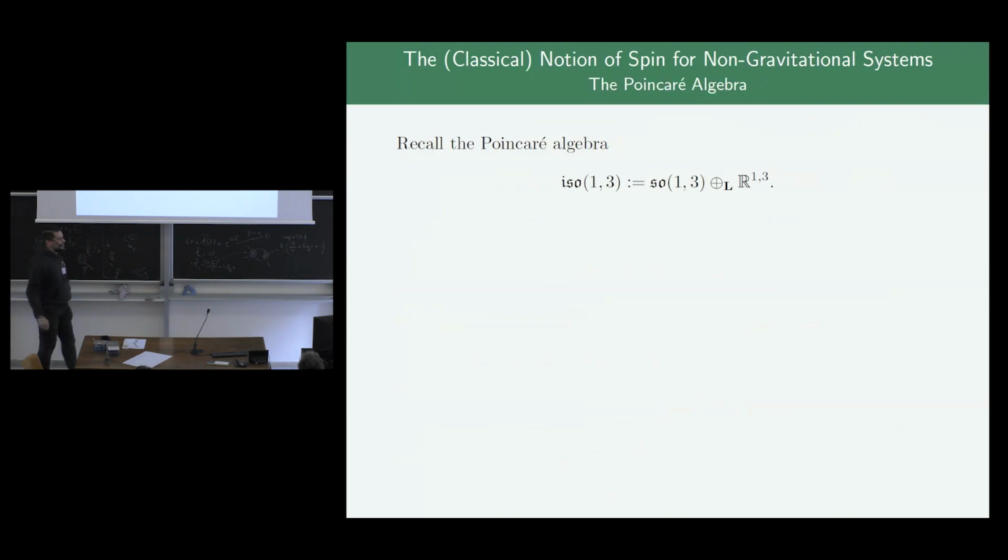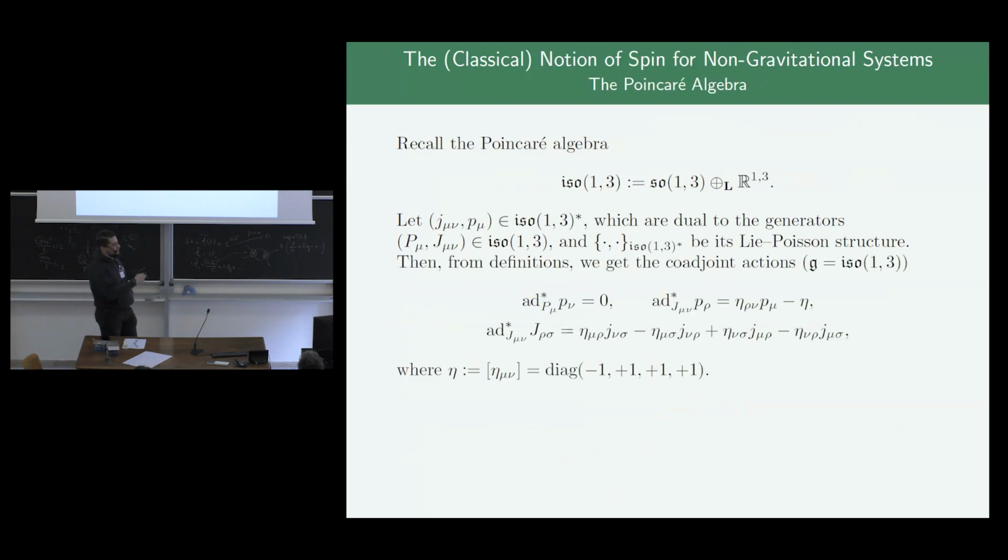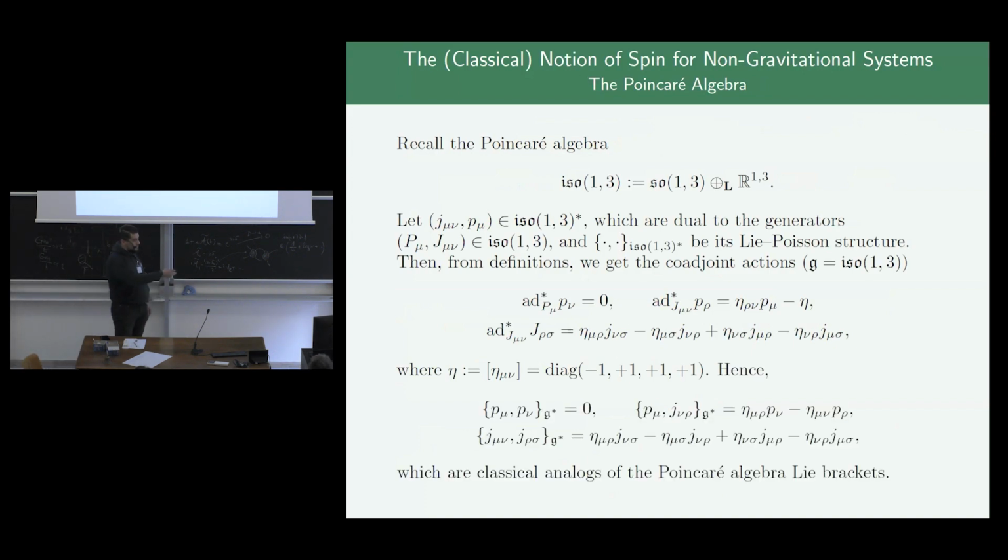So now we can apply this in the case of Poincaré. Take the elements, I call them G mu nu, which are dual to the elements in the Poincaré algebra. Then just from the definitions, you can read off the coadjoint actions and the Lie Poisson structure, which is just a rename for the coadjoint actions. So you see that these are the classical analogs of the Poincaré algebra. Basically, if we attach an i, we get the Poincaré algebra.